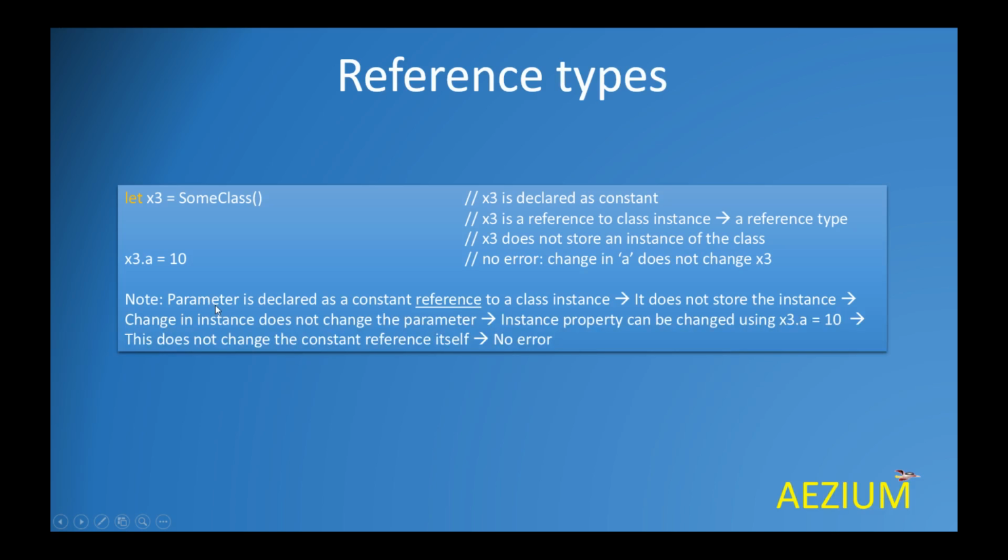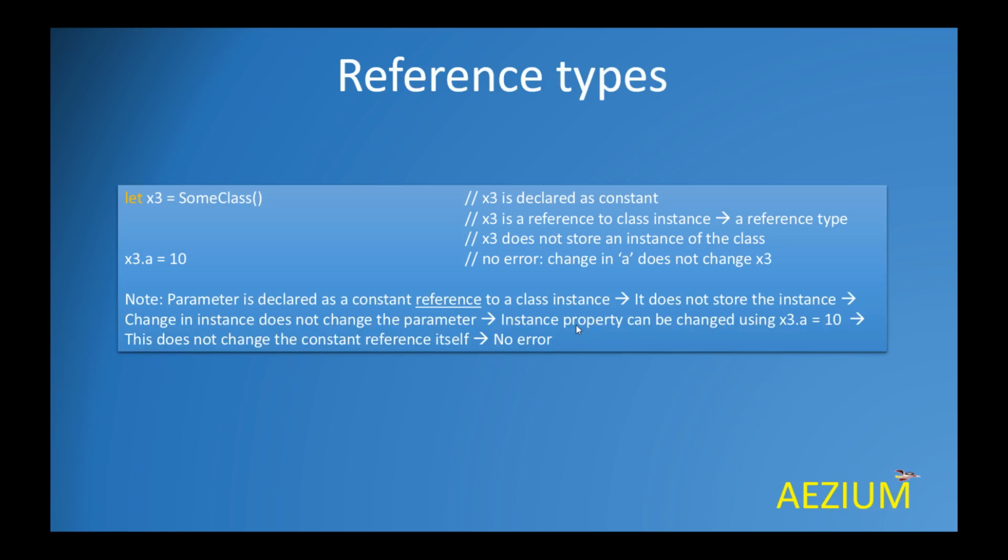So in short, we have a parameter which is declared as a constant reference or a constant pointer to a class instance, and this parameter does not store the instance, and it does not store the properties of that instance. So whatever change we make to that instance does not change the parameter itself, because the parameter is just like a mere pointer.